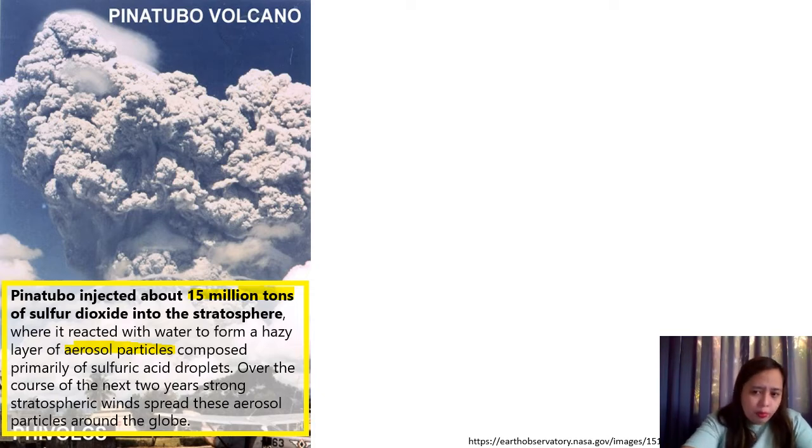Now, si Pinatubo, isa lang to ha, isang volcano at isang eruption. Ganito kadami na agad ang kanyang outgas o ni-release. This forms now a layer of aerosol particles. Now, over the course of 2 years, within the 2 years period, there was a strong stratospheric wind, which now causes the aerosols here, yung mga aerosols dito sa ating lugar, to be spread worldwide, across the globe.